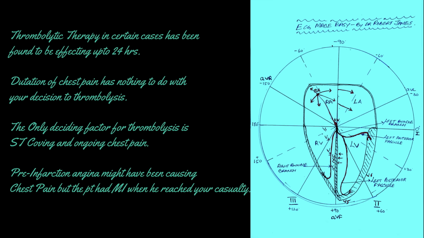So this was in short how to diagnose acute MI in the ECG and what changes to look for and a little bit of theory behind it.